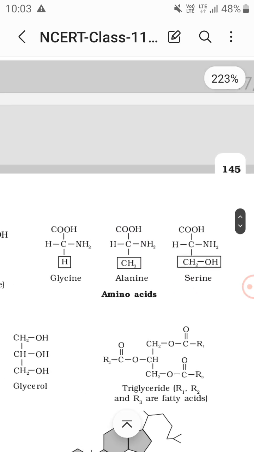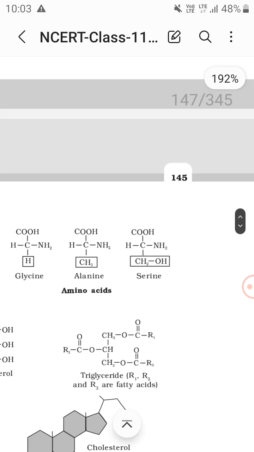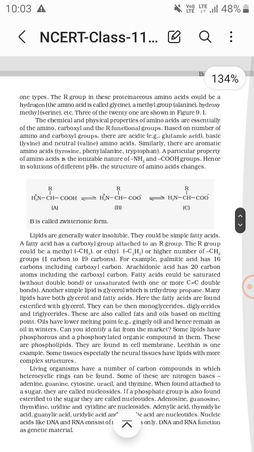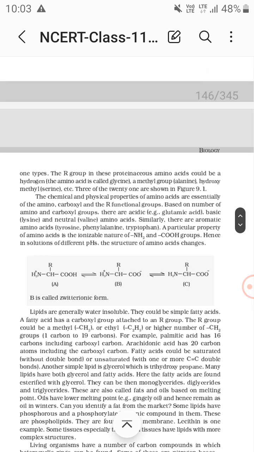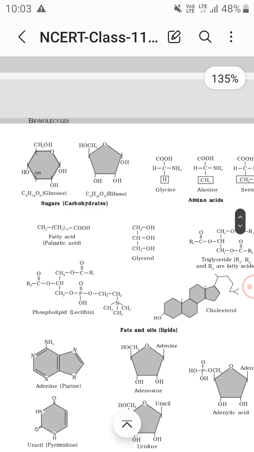Now glycine, alanine and serine. Hydrogen in glycine, CH3 methyl in alanine, and hydroxymethyl, that is serine. Okay, so these are the amino acids. These are alpha amino acids.